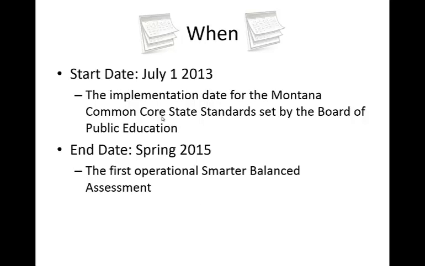The next question I want to address is when. We're looking at this question of what professional learning is happening in schools from a start date of July 1, 2013 to an end date of spring 2015. The reason we're starting with July 1 of 2013 is that's the implementation date for the Montana Common Core standards that was set by the Board of Public Education. Our end date is spring of 2015 because that's when the first operational Smarter Balanced Assessment will occur. And so we're looking at everything in just about a 2-year period.